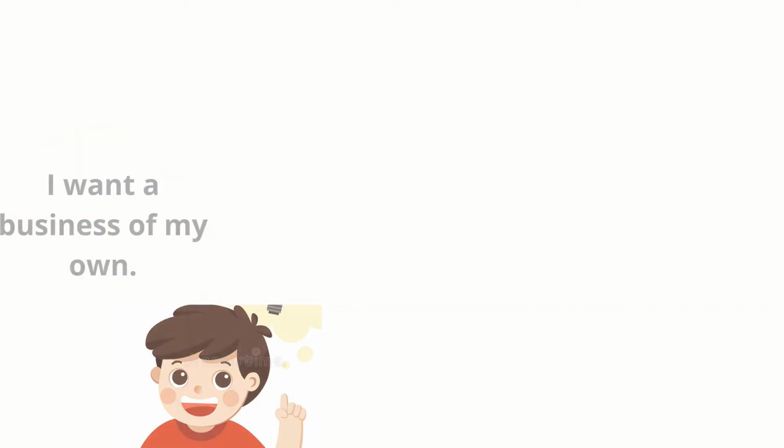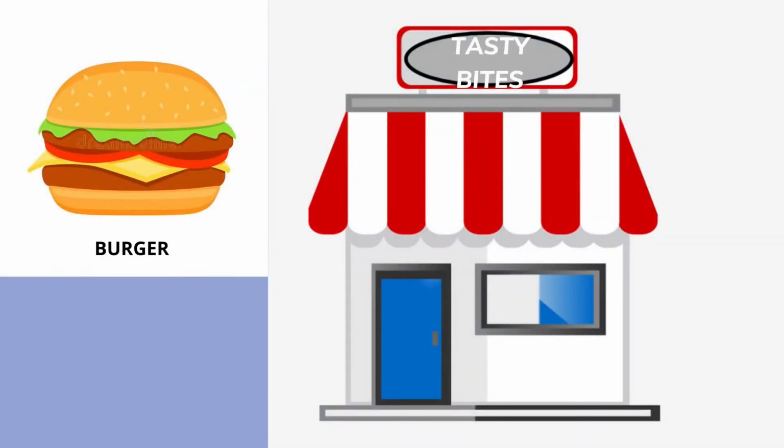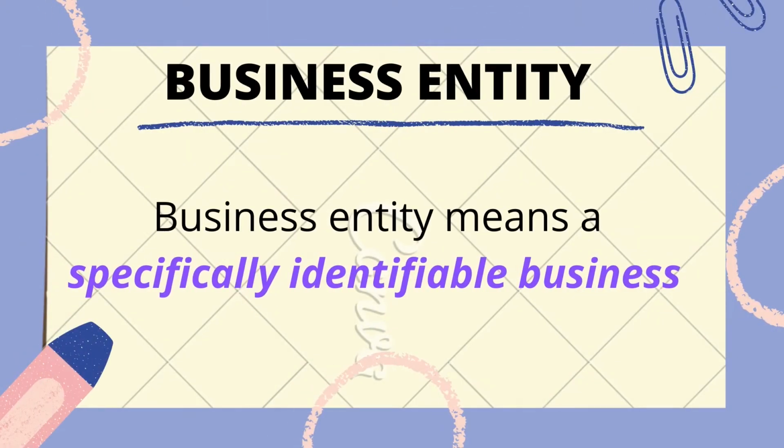He took a space on rent and called it Tasty Bites. Tasty Bites is Rohit's new business. Tasty Bites is a business entity owned by Rohit. What is a business entity? Business entity means a specifically identifiable business. When I say specifically identifiable, I mean, when one hears Tasty Bites, they can relate it with a burger store owned by Rohit.